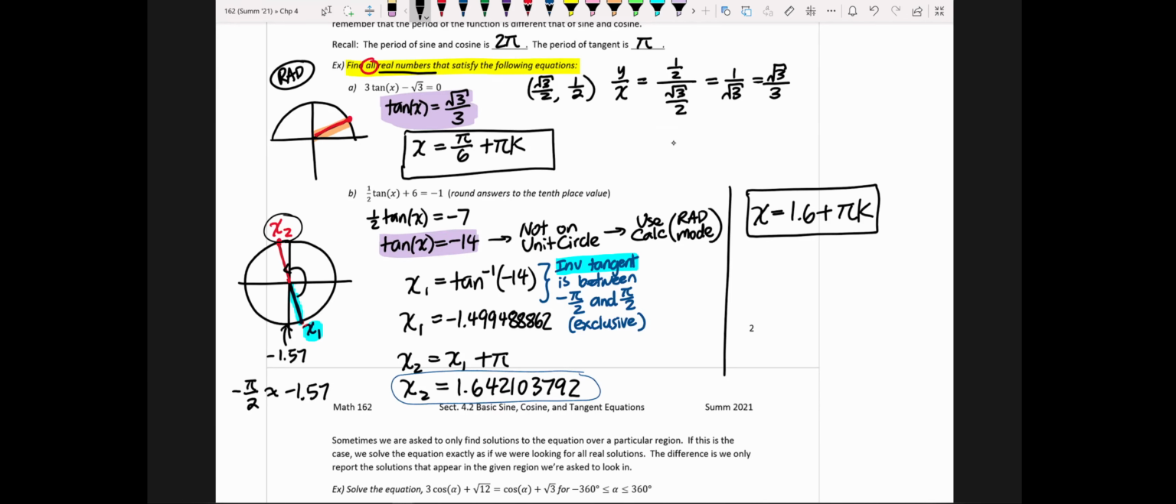So since I know that at the negative y-axis, we're at negative pi over 2. That's negative 1.57. That was to help me draw in. I know my x1 ended up being very close to negative 1.5. So that helped me locate where x1 was.